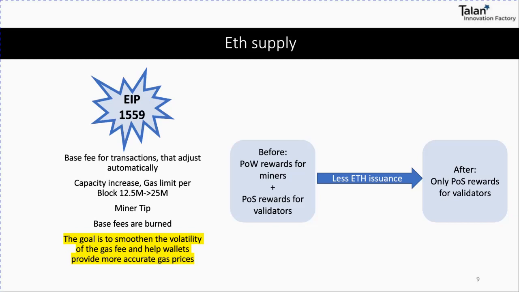Okay. To continue with the Ether supply, it's also affected by the merge. Why? Because before the merge, we had two sources of issuance of Ether. We had one from proof of work, which rewards the miners, and one from proof of stake, which rewards the validators. Once proof of stake was merged with the mainnet, the proof of work reward was no longer available, and all we have now is the proof of stake reward for validation.